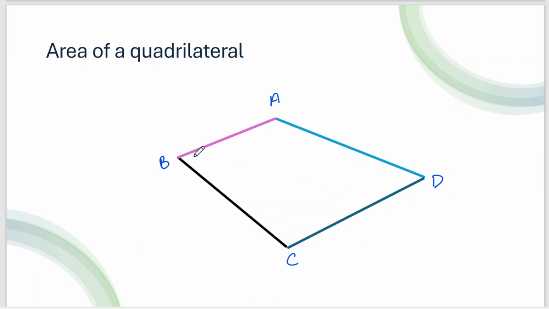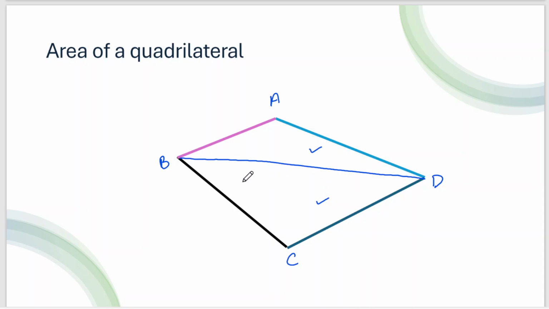I'm joining the opposite vertices B and D. That means I'm going to get a diagonal. You can see that this diagonal BD divides the quadrilateral into two triangles. They are not equal triangles, but we have two triangles.